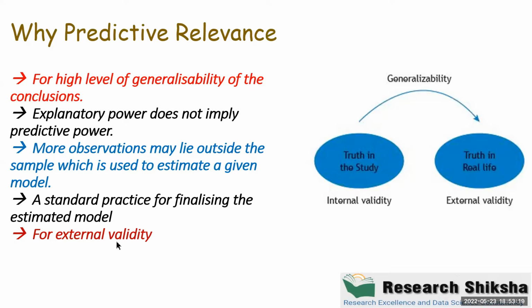This is for external validity, and it is a standardized practice in machine learning and artificial intelligence. Whenever you make a model, you have to test the validation of the model. It is a standard practice. So nowadays, for finalizing the estimated model, we have to check the external validity of the model, which is known as predictive relevance. I hope you now understand predictive relevance. I will show you how we do all these things.